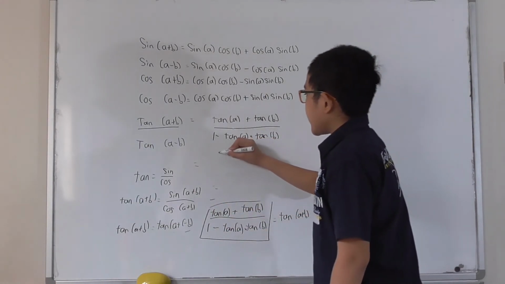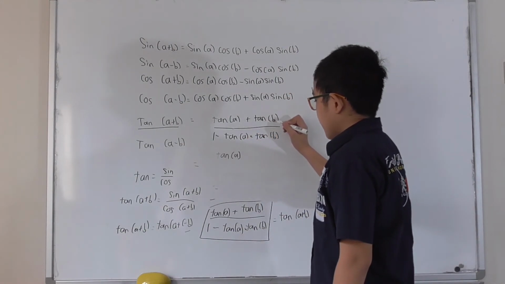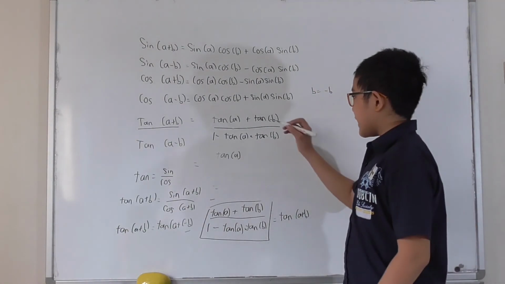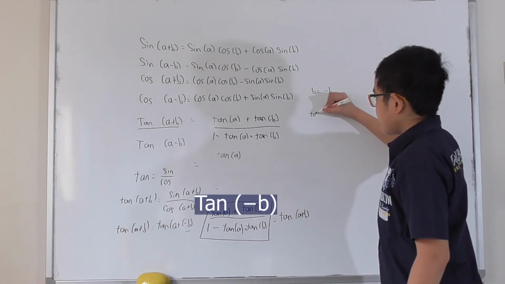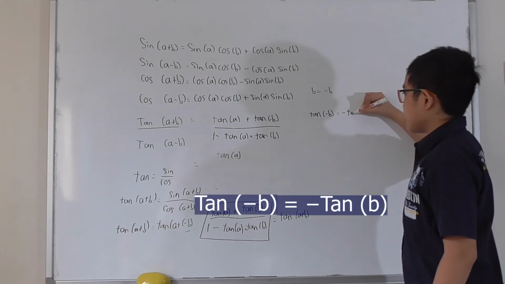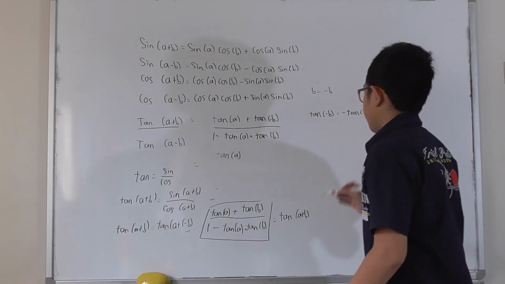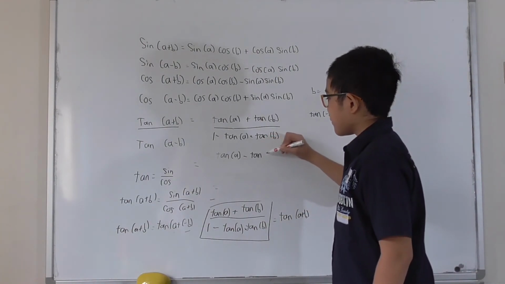So then, tangent of A plus tangent of B. Our B is going to be changed into a negative B, right? And then, what about tangent of negative B? What is it equal to? Well, tangent of negative B is going to be equal to negative tangent of B. So it's going to be plus negative tangent of B. That's going to be basically minus tangent of B.